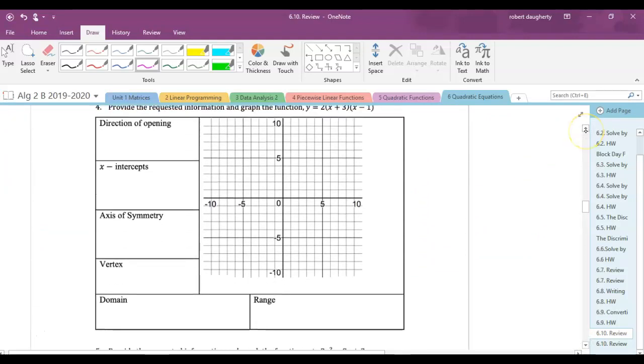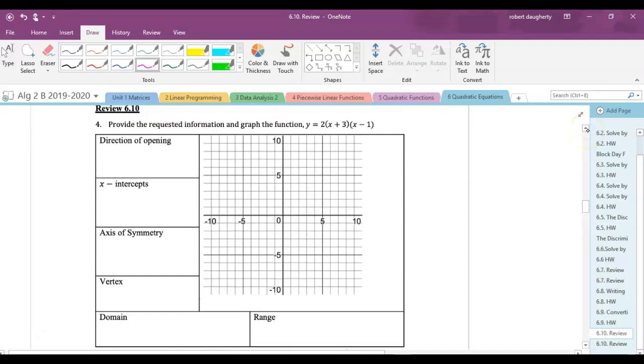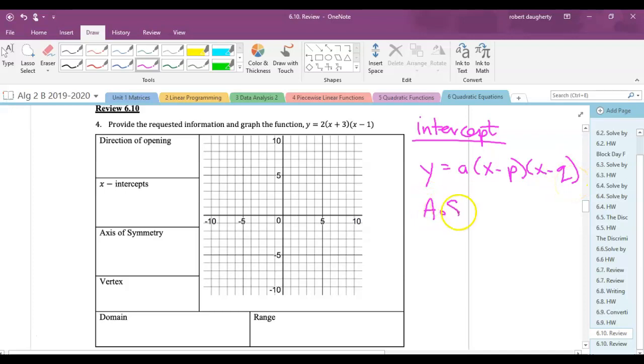Provide the requested information and graph this one. This one is in intercept form. Remember that form was y equal a, x minus p, x minus q. It had the axis of symmetry as the line x equal p plus q over 2. It has x-intercepts at (p, 0) and (q, 0).